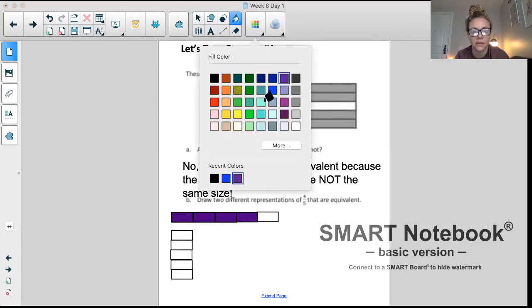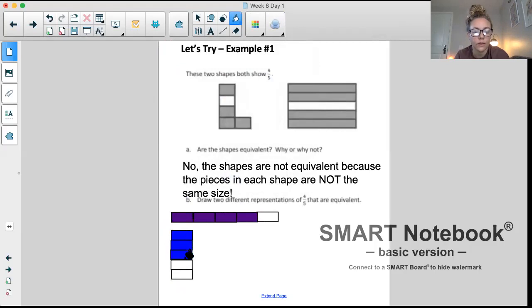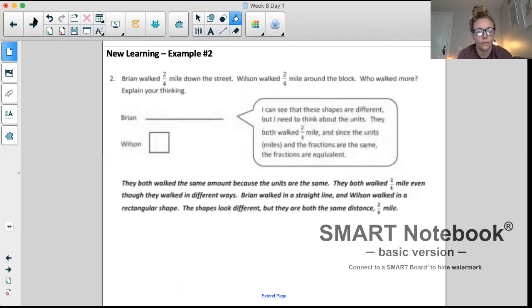Let's do a different color there. Blue. 1, 2, 3, 4. So both figures have the exact same size pieces. They both have 4/5 shaded. It's really just laid out differently, okay? They are equivalent. Okay, new learning. Example number 2 in your packet.